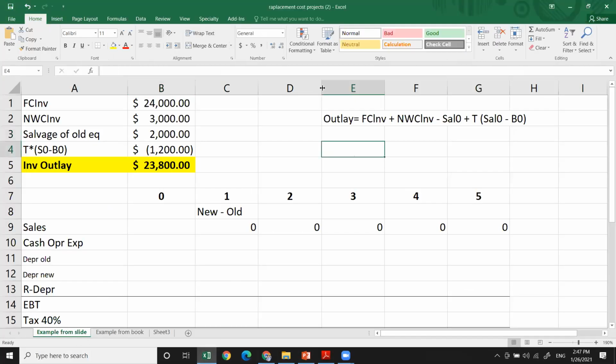Then we have this part of the investment outlay: fixed capital investment plus net working capital. This is what we used to do in expansion. Now we're adding one more variable, which is the subtraction of the sale. However, when we sell the old equipment, there should be some tax on the gain if there is a gain. There is no gain, so we don't tax it. So the salvage value, which is 2,000 here, minus the book value, 5,000.